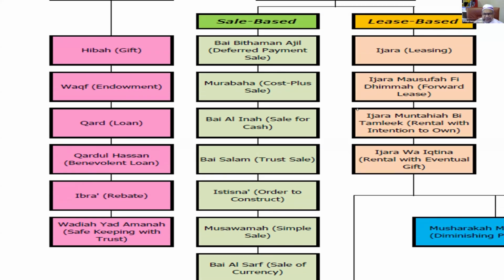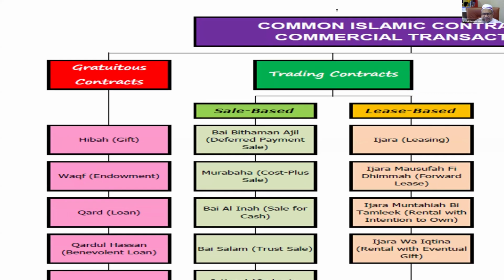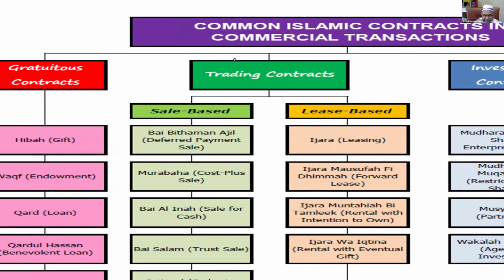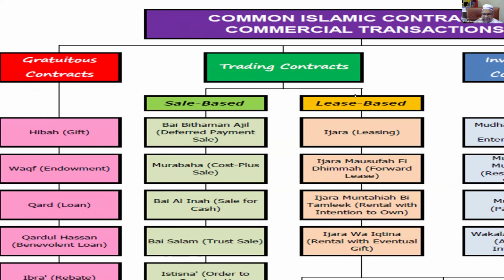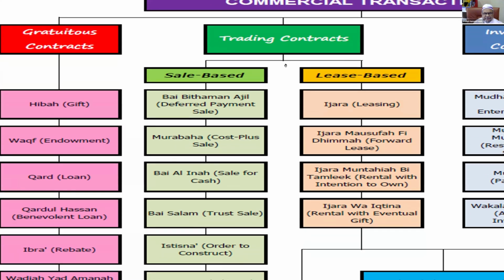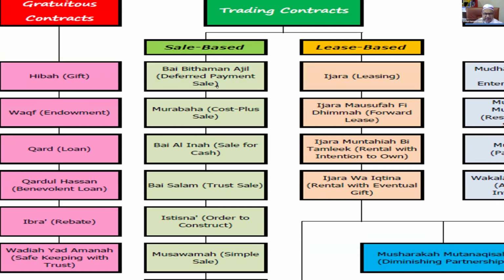Then the sale-based contracts. Trading contracts are basically two types: sale-based and lease-based. Sale-based: bai bithaman ajil means deferred payment sale. Bai bithaman ajil is the one which was used in Malaysia in the beginning, and you do not have to disclose the cost and markup here. Only in murabaha you have to disclose the cost and the markup to the customer. In bai bithaman ajil you don't have to.